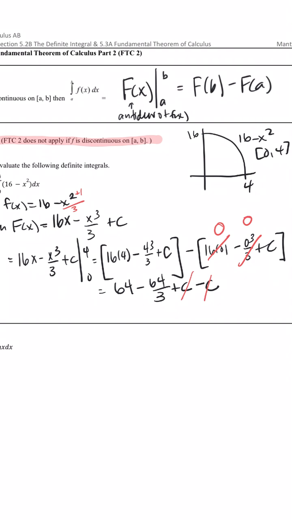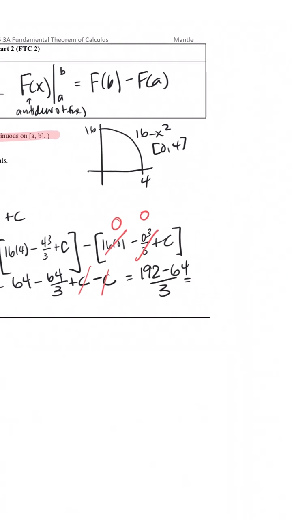And from now, we need to get a common denominator. Let's see, 64 times 3 is 192, minus 64, all over 3. That is 128 over 3, which is 42 and 2/3. Or you could just leave it as 128 over 3. This is the exact area under that curve that we were trying to calculate the other day.